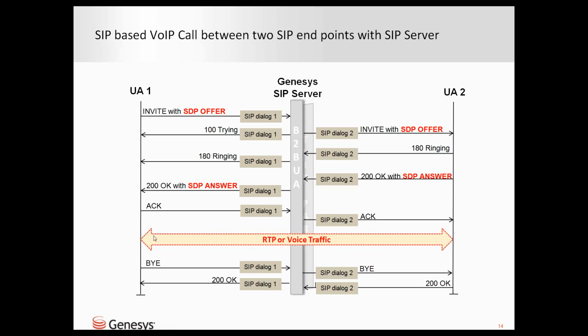Again, RTP traffic is established between the endpoints directly. Any party can disconnect the call. Here we decided to let the caller disconnect the call first. So the caller disconnected, you receive the BYE message, and SIP Server is going to terminate the other dialog also.